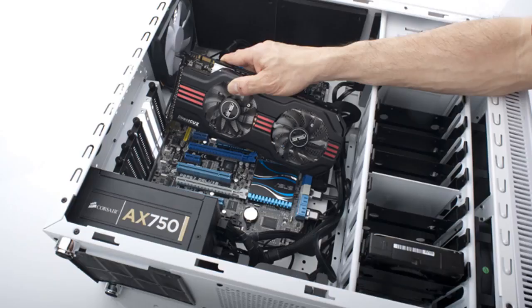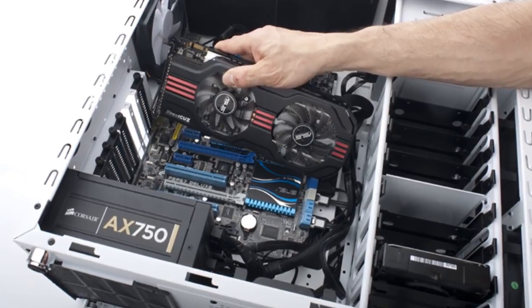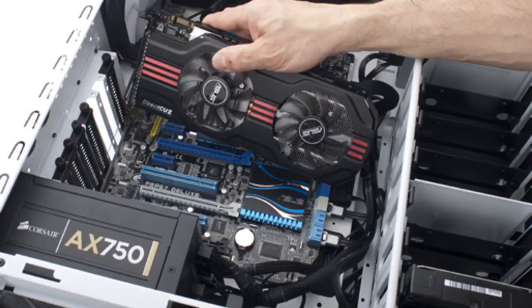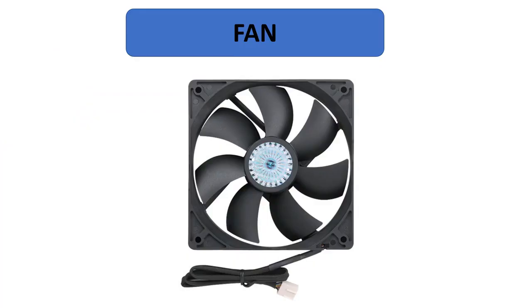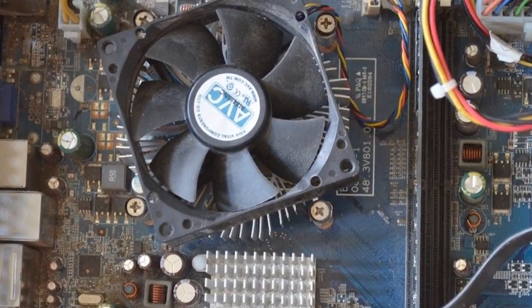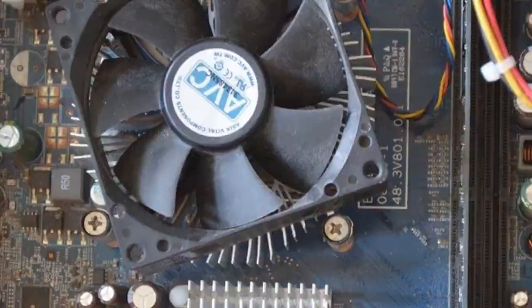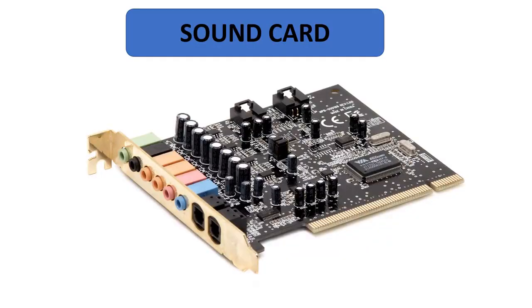Graphics card. Graphics card is plugged into the motherboard, and makes the computer display images on the monitor. Fan. Fan acts as a heat sink. It keeps the CPU cool and stops it from overheating. Sound card. Sound card enables the computer to produce sound. It also helps us to connect the microphone to the computer system.